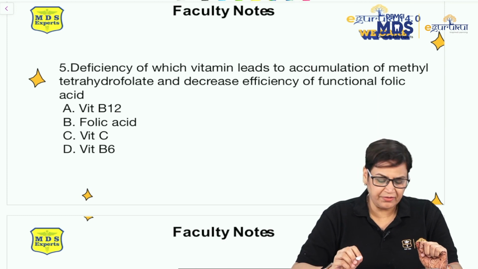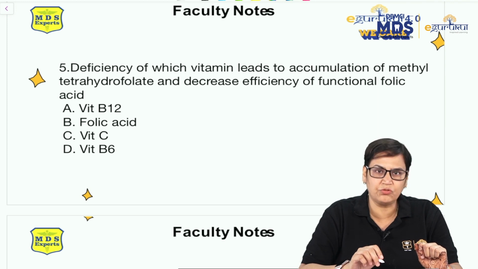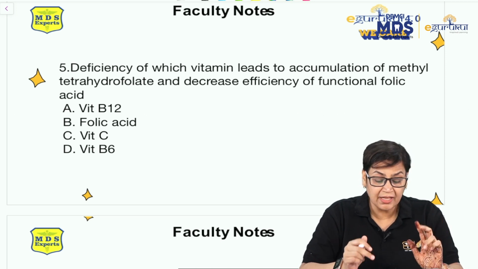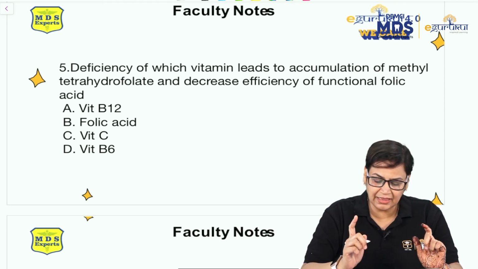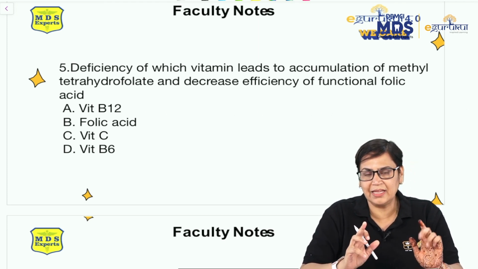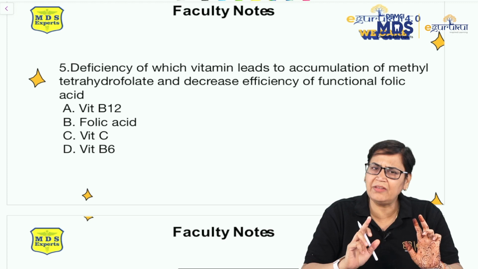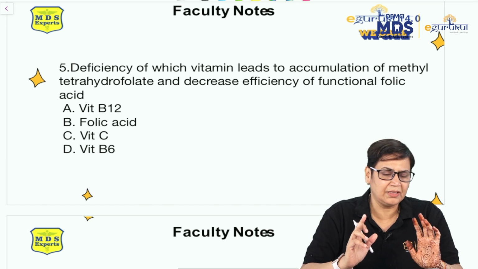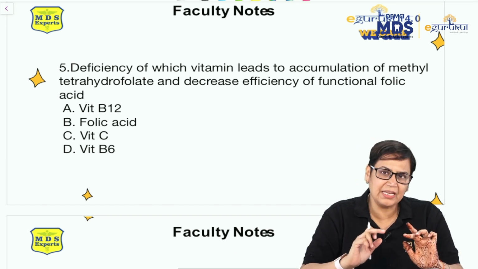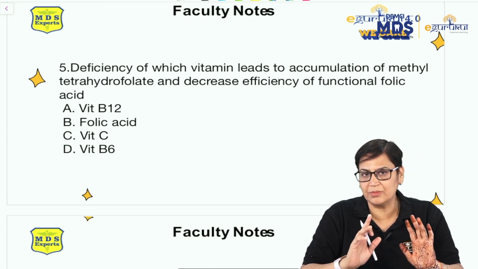Moving on to question number 5. Deficiency of which vitamin leads to accumulation of methyl tetrahydrofolate and decreases the efficiency of functional folic acid? Now see, this I have discussed in my videos also. Just try to recall one reaction in the body in which folic acid, which is B9 obviously, is dependent on one very important co-vitamin which is B12 cobalamin. There is only one reaction in the body in which B9 and B12 are interdependent on one another, which is related to the metabolism of methionine.